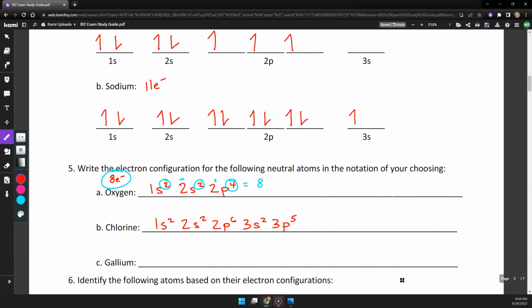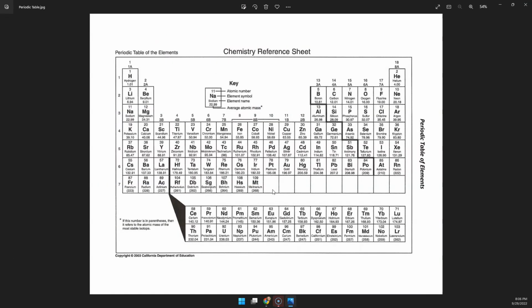All right, gallium. Gallium, Ga, where's gallium? Gallium's right here. So we're going to do noble gas notation for gallium here, just to change it up a little bit. For noble gas notation, we're going to go backwards until we get to a noble gas. The noble gases are this last group, group 8A, on the periodic table. So if I count backwards, 30, 29, 28, and so forth, 19, 18, argon is in the noble gas group.